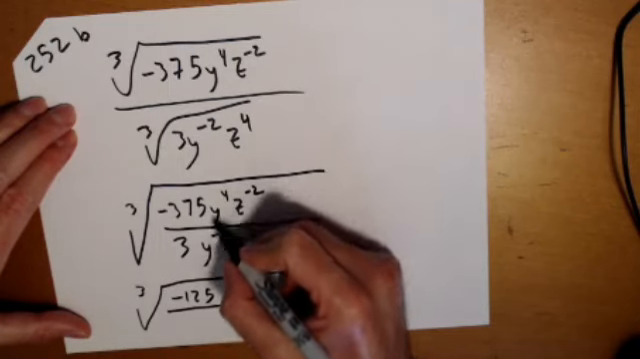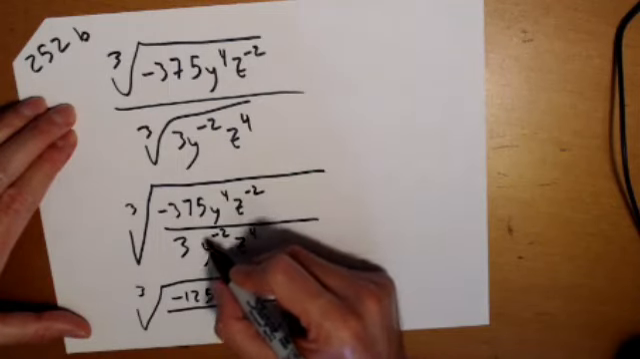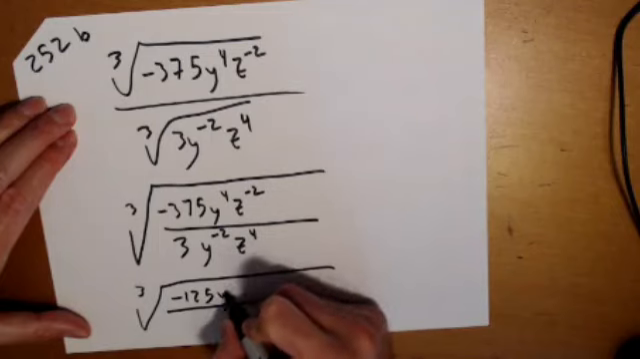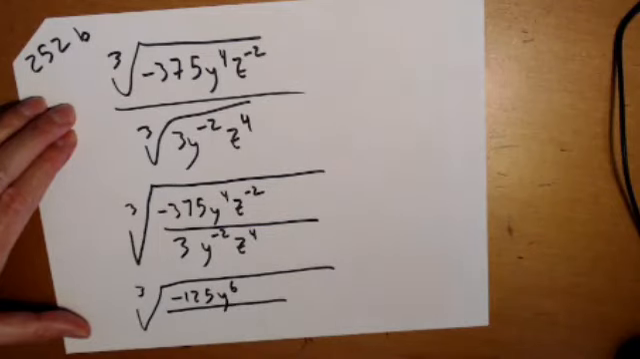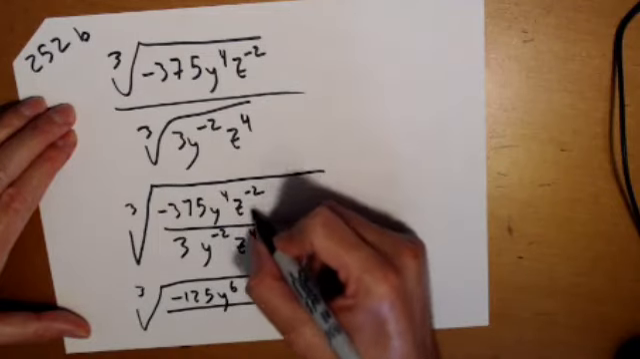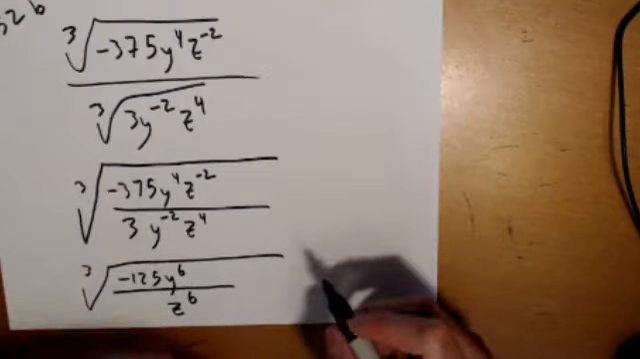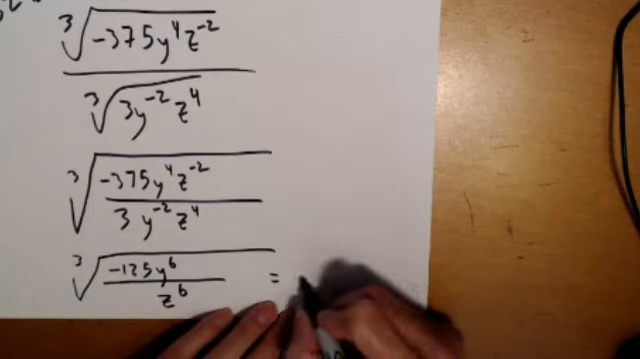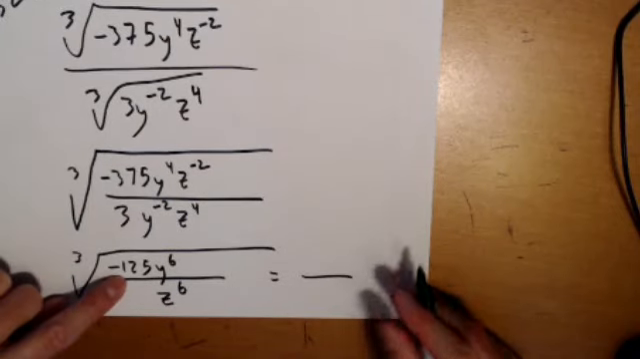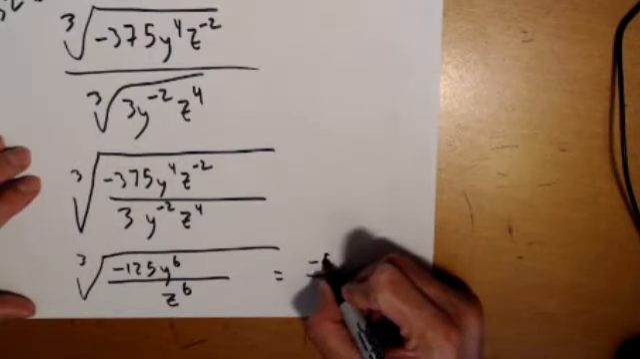Y to the 4th upstairs, y to the negative 2 downstairs. So that's negative 2, bring it upstairs. Make sure you're cool with this. Y to the 6. Negative 2 upstairs, bring it down. Z to the 6 downstairs. So that's going to give us the cube root of negative 125, which is negative 5.